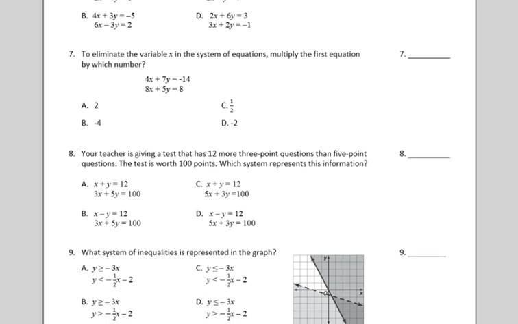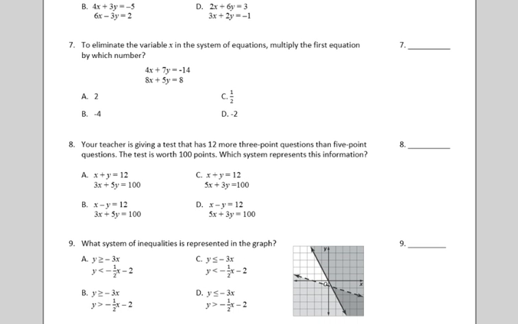To eliminate the variable x in the system of equations, multiply the first equation by which number? So I'm going to try and figure out what I can multiply this by to get an opposite variable. If I multiply by choice A, positive 2, that gives me 8x plus 14y plus negative 28. That won't eliminate them. If I multiply it by 4, I don't even get a number the same. If I multiply it by half, I get 2x plus 3.5y equals negative 7. If I multiply it by negative 2, that gives me negative 8x, which now they're the opposites.